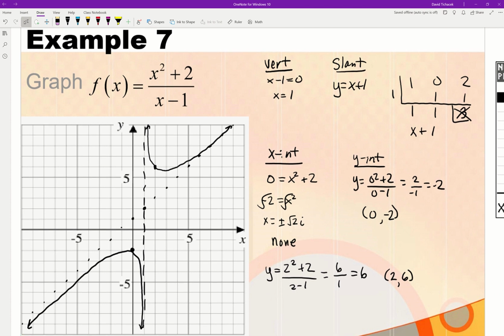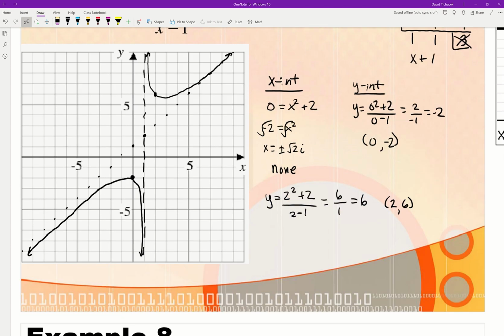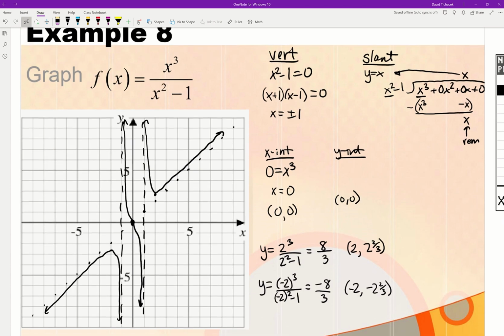Okay. The next one, example 8, might be one that you want to try on your own. If you want to pause the video at this time and give it a shot, then unpause the video and see if you got it right. Okay, let's have a look at example 8 here. Hopefully you had a chance to try this one on your own.